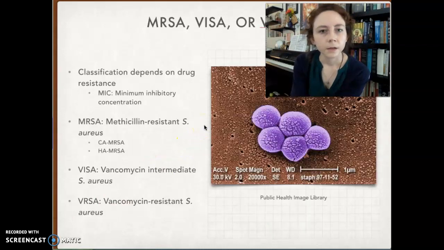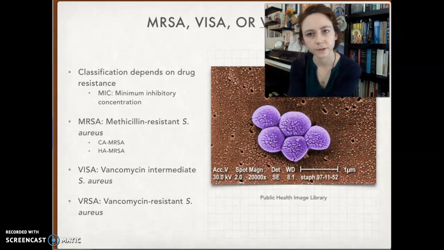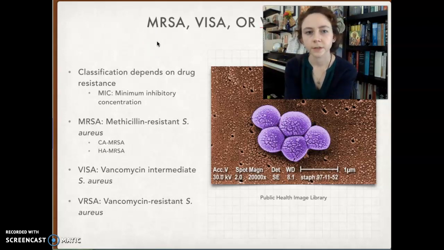I had mentioned at the beginning that there are 3 different types: MRSA, VISA, and VRSA. So how do we distinguish among them? The classification depends on drug resistance. That's why these staph infections are so dangerous, because they happen to be resistant to the drugs that we use to treat them. And it depends on the minimum inhibitory concentration of the drug.